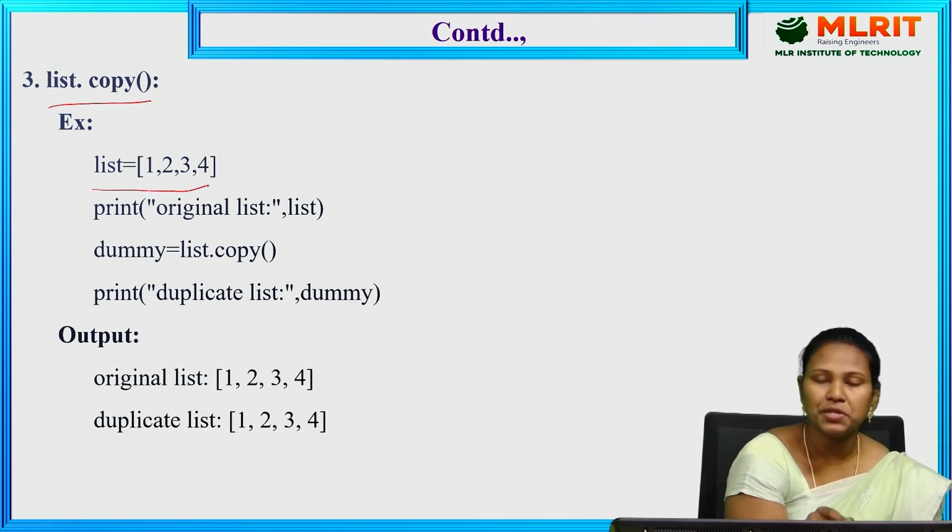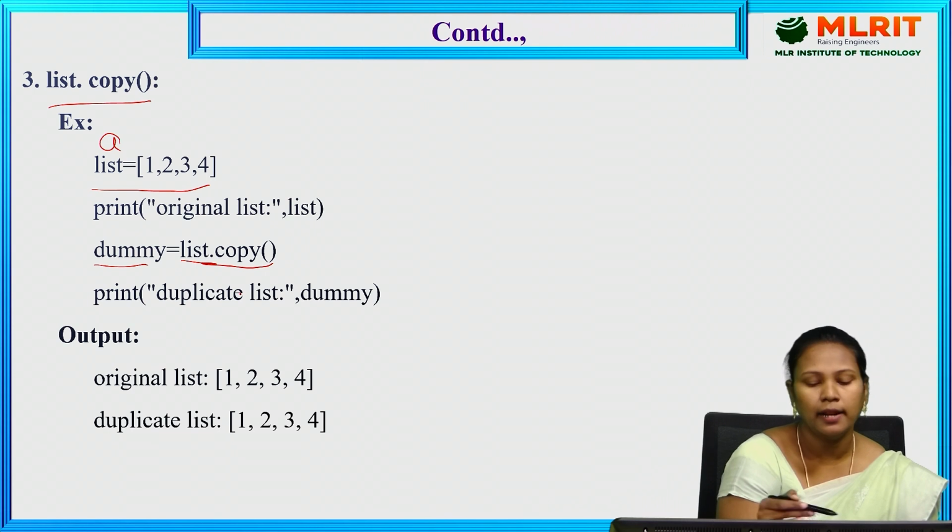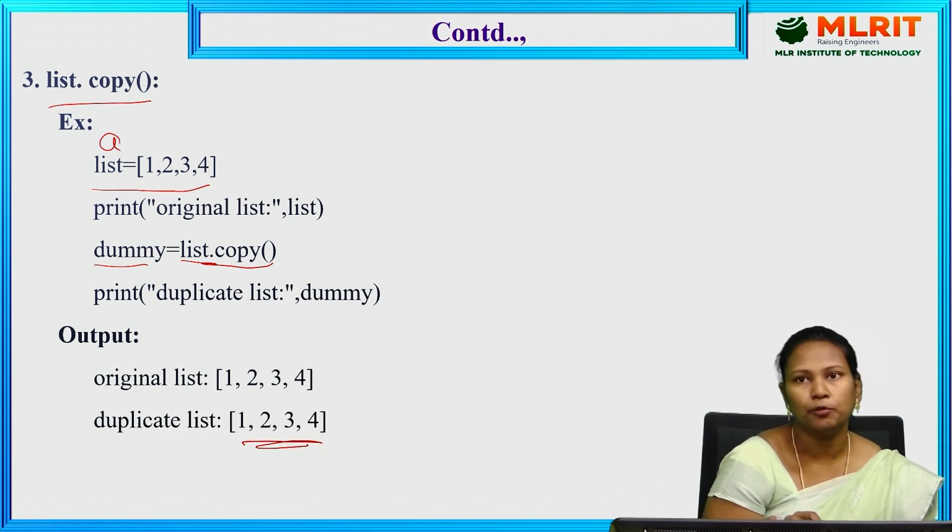List dot copy is used to create a duplicate. So here list is equal to 1, 2, 3, 4, and dummy is equal to list dot copy. For example, in place of list we can give A also, A equal to 1, 2, 3, 4. A dot copy means the dummy contains the list and the elements are 1, 2, 3, 4.